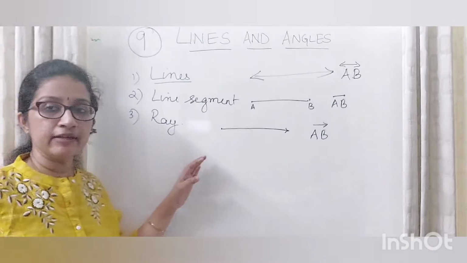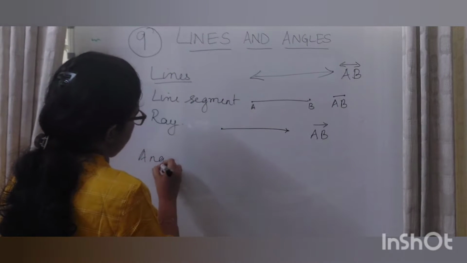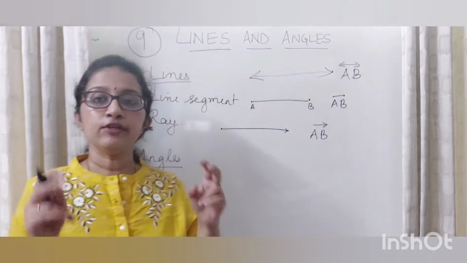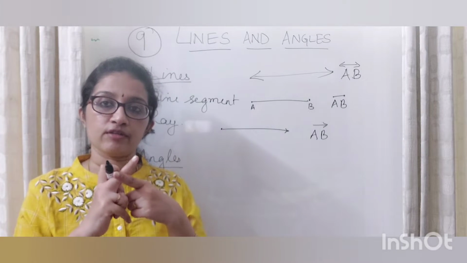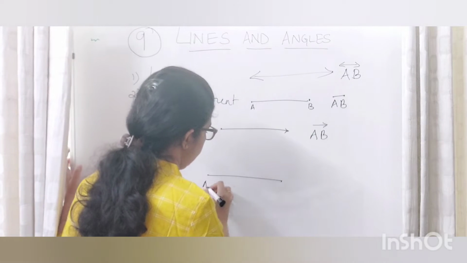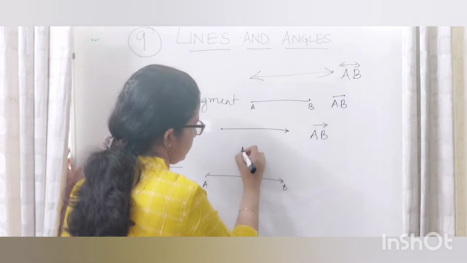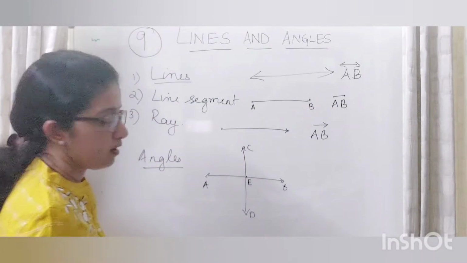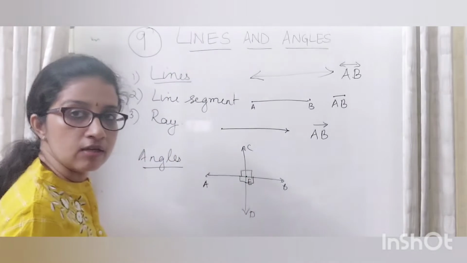Now the next thing we are going to discuss is angles. When is an angle formed? An angle is formed when two lines or line segments or rays intersect at a particular point. Correct? Let this be one line AB, and let this be another line CD. They both intersect at the point E. So we have four angles here, 1, 2, 3, 4.